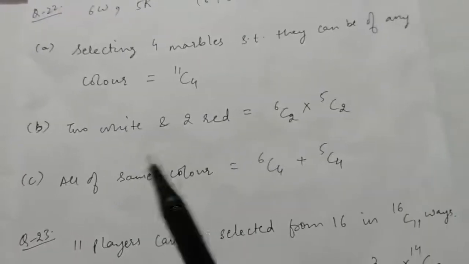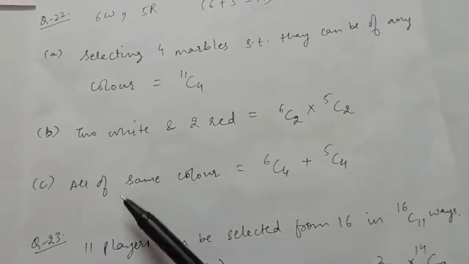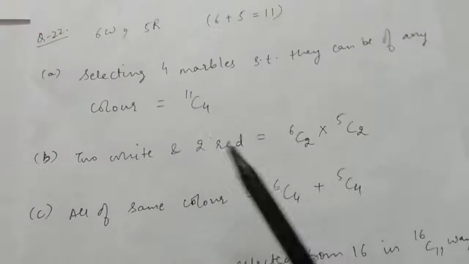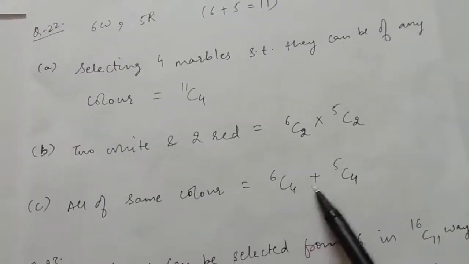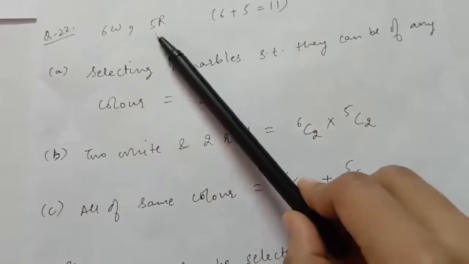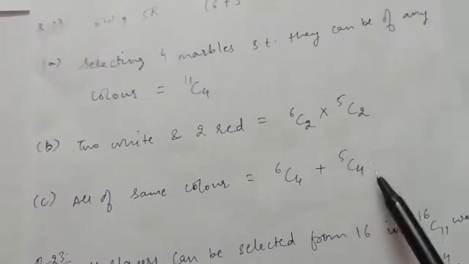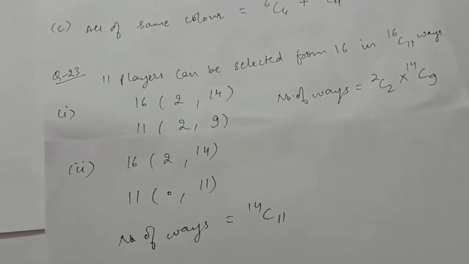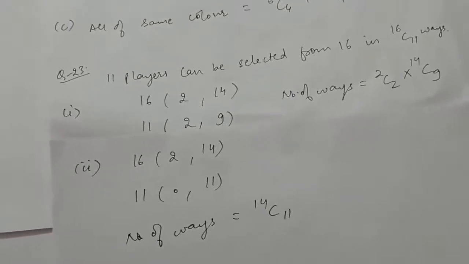First case is if all are white. Then out of 6 we have to select 4, which can be done in 6C4 ways. Plus the second case is if all are red. Then 5C4. Clear?